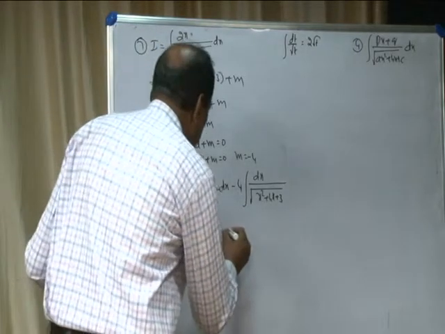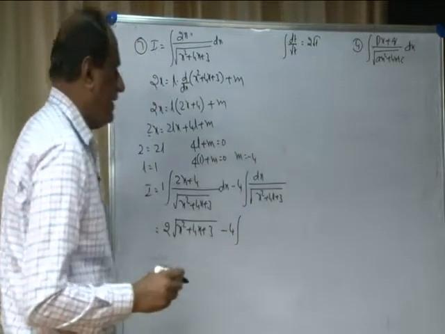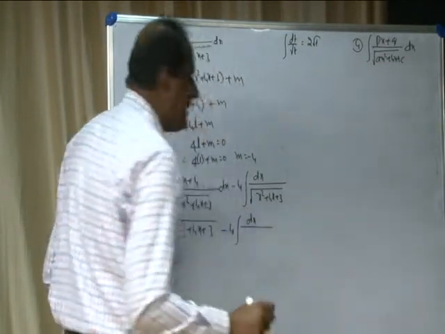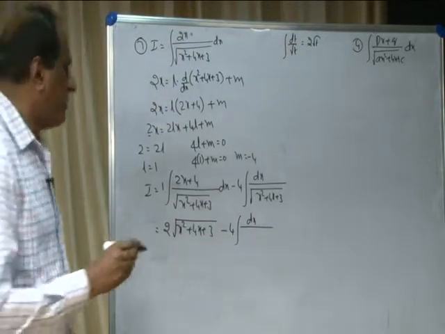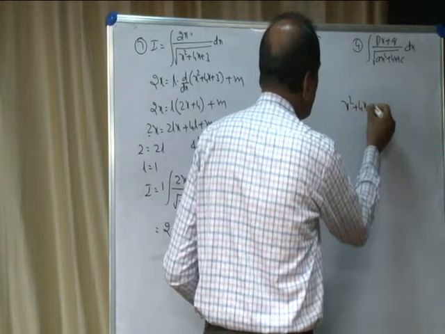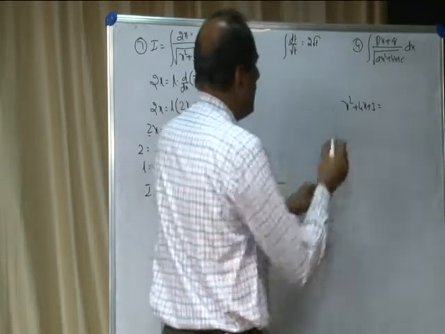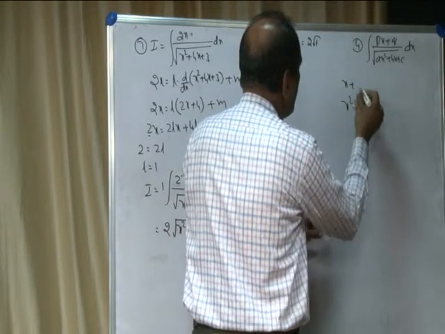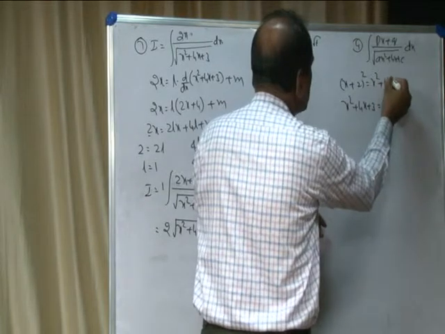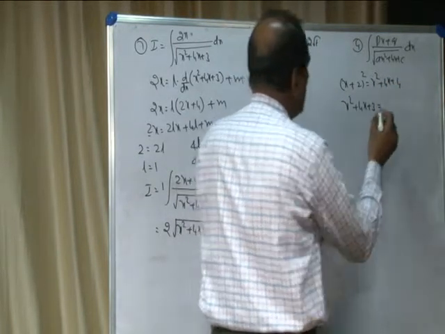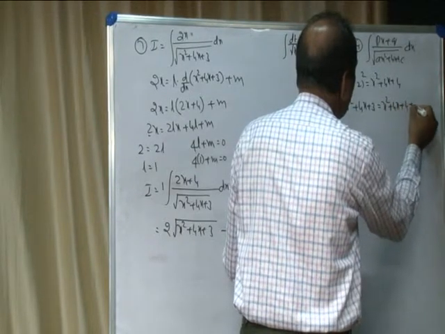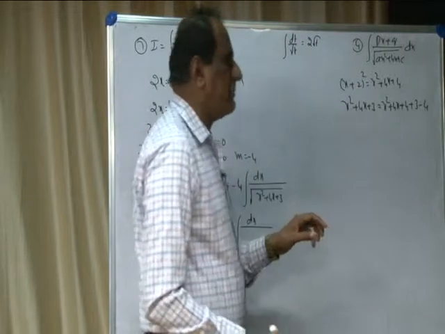Now, minus 4 into dx divided by root of, express the denominator as a sum of squares or difference of squares. x square plus 4x plus 3 is equal to, root of x square is x, half of 4 is 2, x plus 2 whole square is x square plus 4x plus 4. Now x square plus 4x plus 4 is added, plus 3, minus 4 to be subtracted.